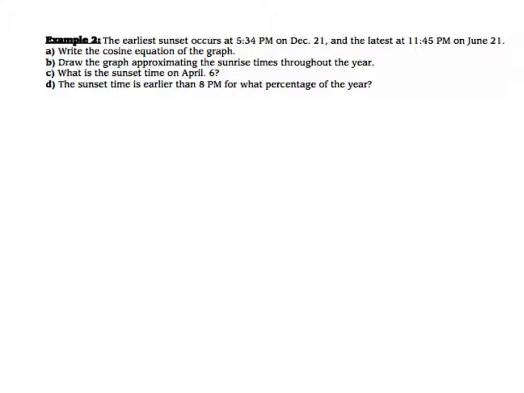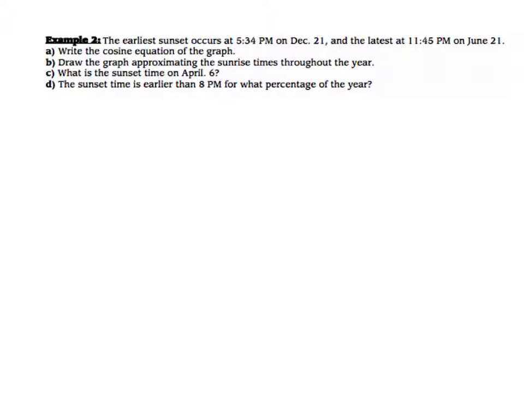The earliest sunset occurs at 5:34 p.m. on December 21st, and the latest at 11:45 p.m. on June 21st. Then it says, write the cosine equation of the graph. Draw the graph approximating the sunrise times throughout the year. What is the sunset time on April 6th? And then it asks what percentage of the year is the sunset time earlier than 8 p.m.